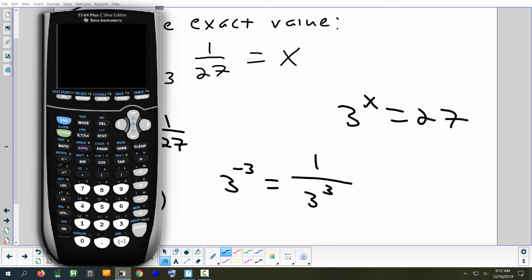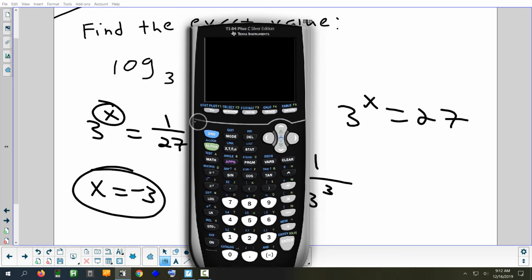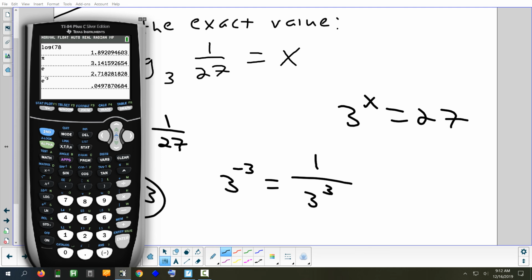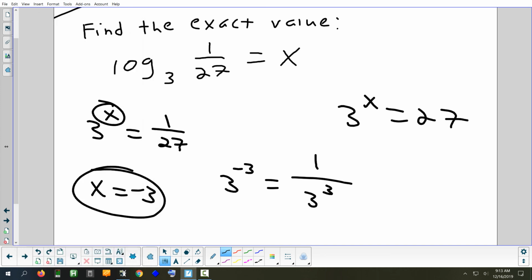All right. And another thing that's nice is you could check that. We're supposed to get 1 over 27 as the answer. So let's try what we got. 3 raised to the negative 3 gives me 0.037 repeating. Let's change that to a fraction and see what it is. 1 over 27. So I just plugged negative 3 in to check my answer. And I got 1 over 27 on the left, and it's supposed to be equal to 1 over 27 on the right. Perfect.